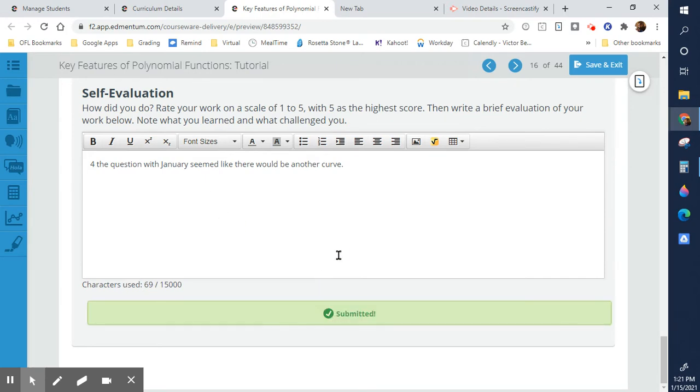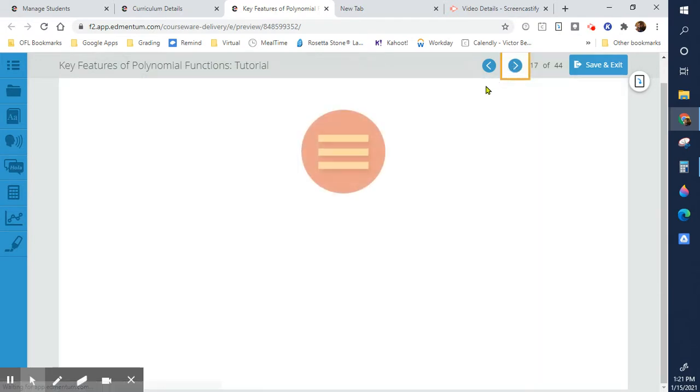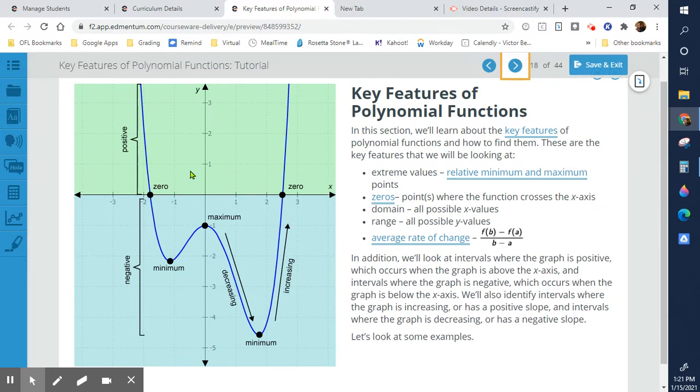All right, so I'm going to do that. So basically, that's what we're talking about when we're talking about key features of functions, polynomial functions. We're talking about the curves. So this is what I mean by the curves. Here's a minimum, here's a maximum, here's another minimum. And later you'll learn about absolute minimums, which this is the absolute minimum. Nothing will ever be smaller than this. And a local minimum, meaning that this is small, but it's not the smallest.